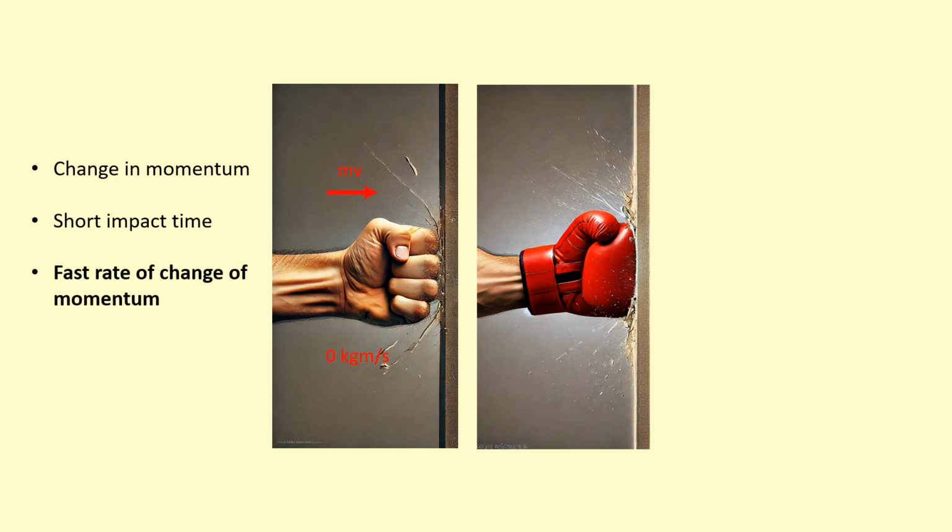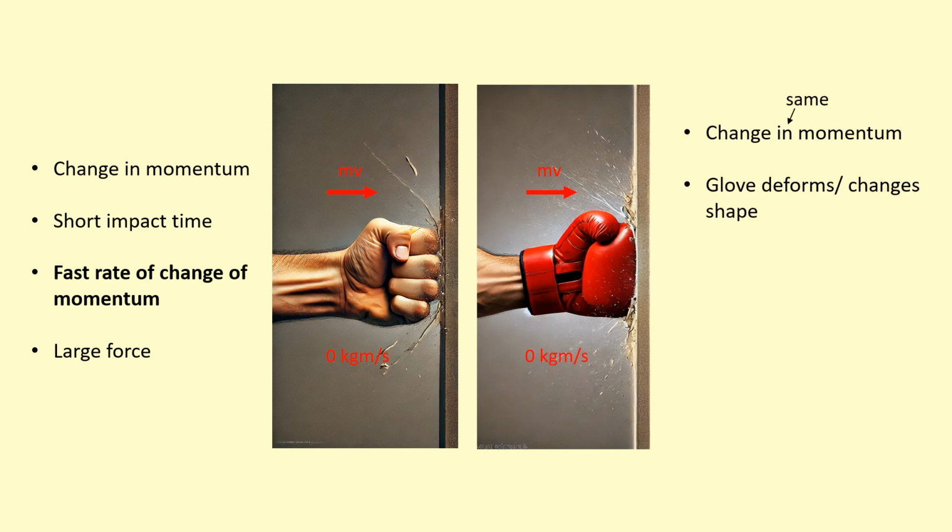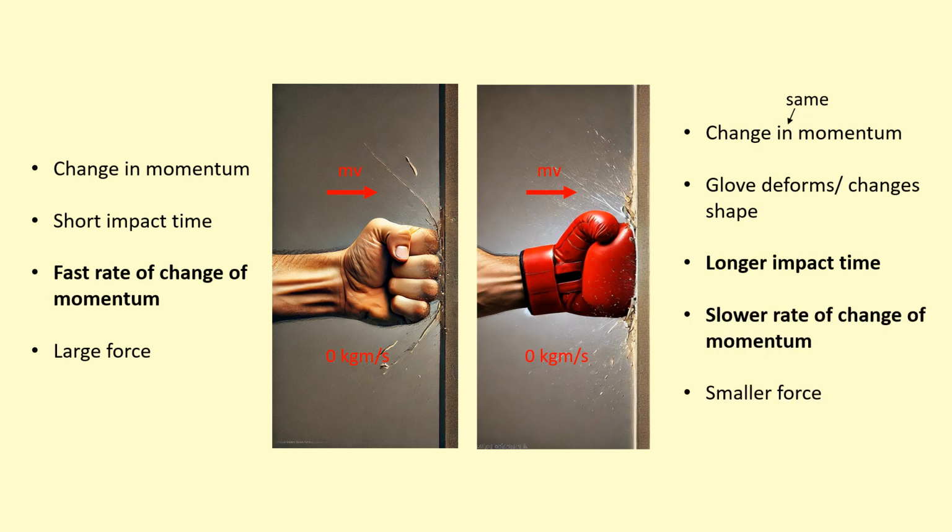So we say there's a fast rate of change in momentum. This leads to a large force. With the glove, on the other hand, you have the same momentum going in and then it stops eventually, so the change in momentum is the same. However, because the glove deforms, it changes shape, your hand doesn't stop straight away. It takes a bit longer to stop. So the time it takes to stop increases, the rate of change in momentum is slower, and the force is smaller. So your hand doesn't feel as much pain.